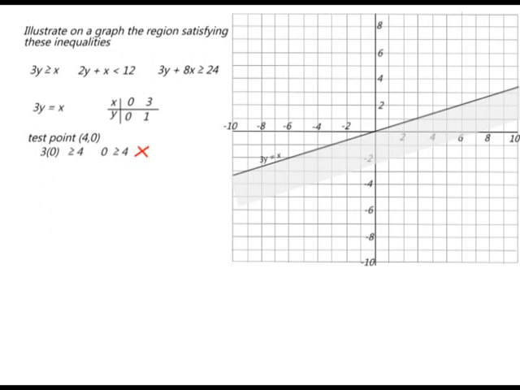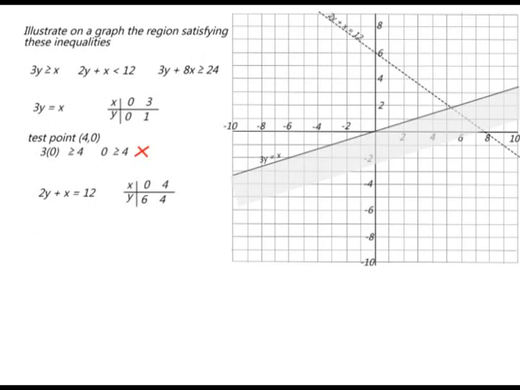Next inequality, 2y plus x is less than 12. Clue number 1, it's a broken line. As an equation, 2y plus x is equal to 12. We choose 2 values of x and calculate the corresponding values of y. We choose 0 and 4. When x is 0, y will be 6. When x is 4, y will be 4 as well. That is the line.